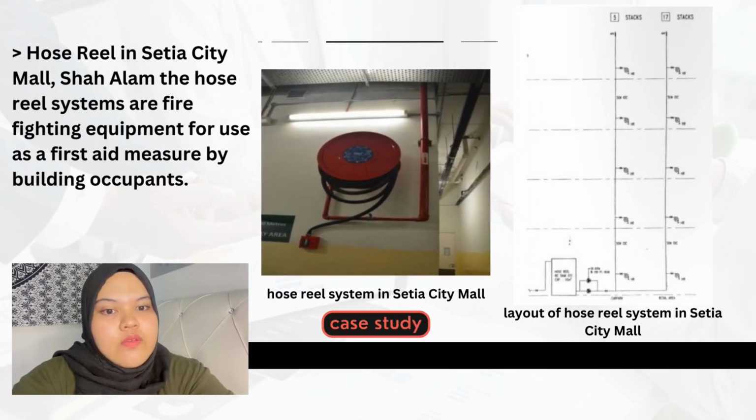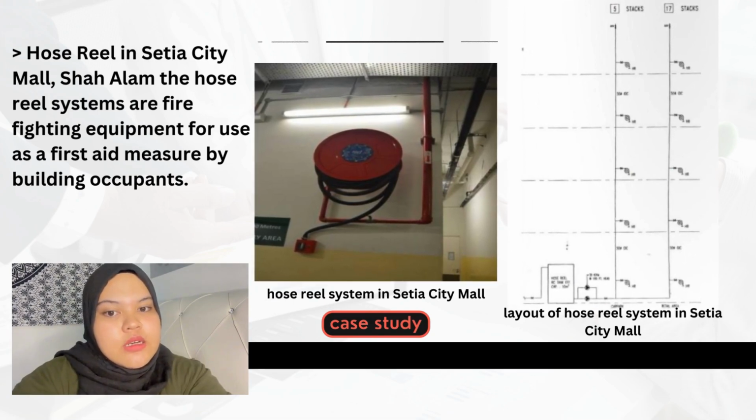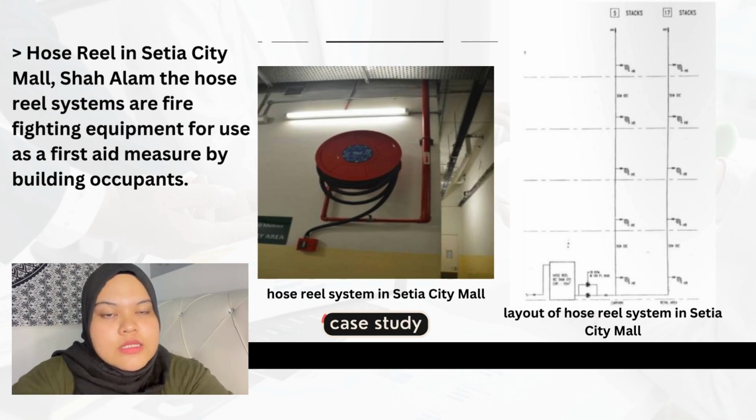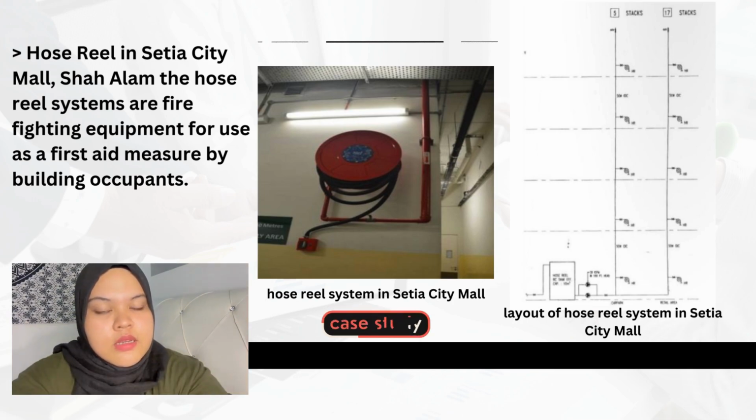This is a layout of the hose reel system and a picture of the hose reel system located in Setia City Mall, Shah Alam. The hose reel systems are firefighting equipment for use as a first aid measure by building occupants. They are usually located where users are least likely to be endangered by fire, for example, staircase landings near the fire access. These hose reels were located by all the dry risers at the stairwells. The fire extinguishers are commonly seen next to the hose reels.